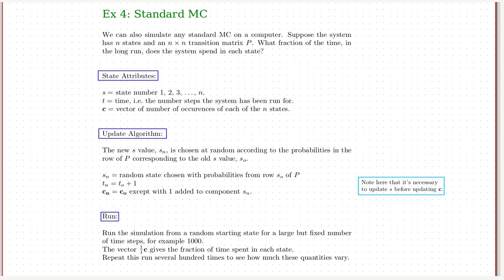So suppose we have a system that has n states, and therefore it has an n by n transition matrix, P. And the question, of course, is in the long run, if we run the system forever, what fraction of the time does the system spend in each one of the n possible states?